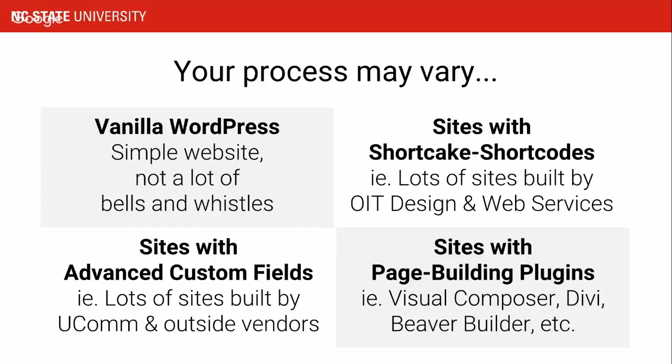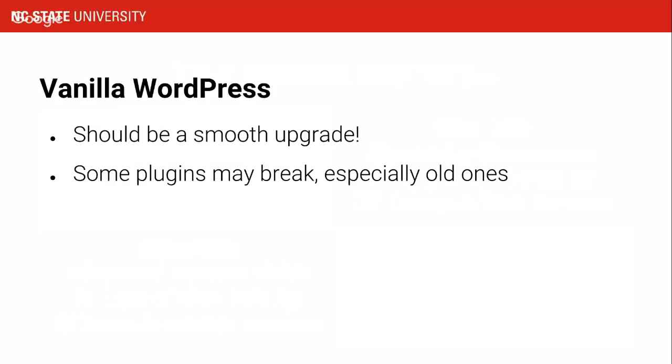And then you have sites that use page building plugins. So you may recognize names like Visual Composer or Divi or Beaver Builder, things like that. So very briefly, we'll walk through each of these. Vanilla WordPress, we kind of already walked through, and basically it should be a pretty smooth upgrade. You don't need to change your content right away, but when you do, it should happen pretty easily. You might run into some issues with some old plugins breaking, but that's something that you'll want to talk to your site administrator about.